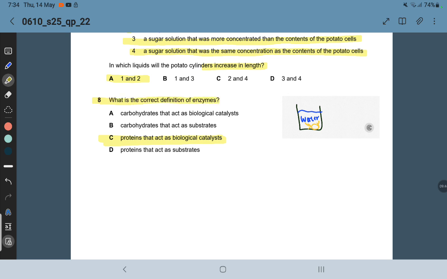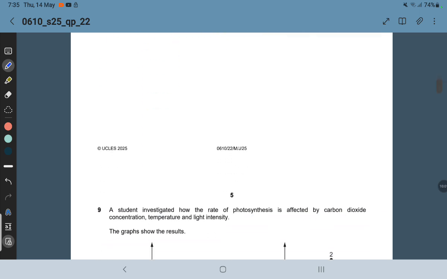Number 8, what is the correct definition of an enzyme? Of course, I cannot say that it's carbohydrates because they are proteins. I cannot say carbohydrates, so A and B are wrong. Protein that acts as substrate, well, enzymes hydrolyze and break down substrate, so you cannot say that D is a correct option. So your answer in 8 is C.